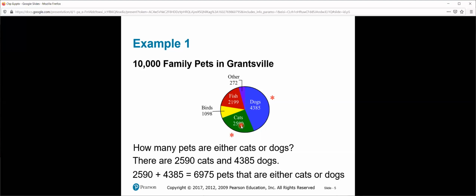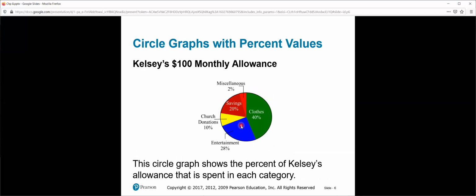And we'll get to that. Circle graphs for percent values, of course, because what is a circle graph? A circle graph is out of 100. Percent is out of 100.